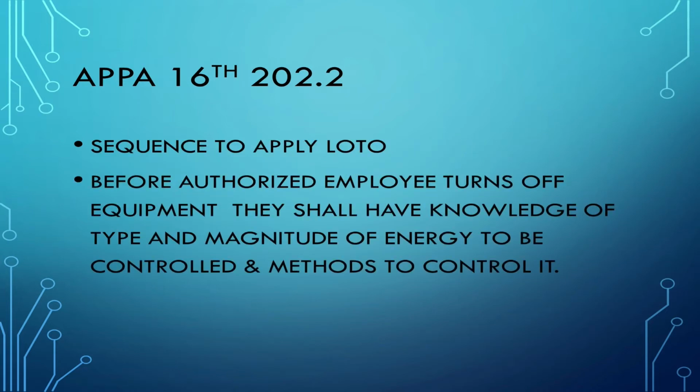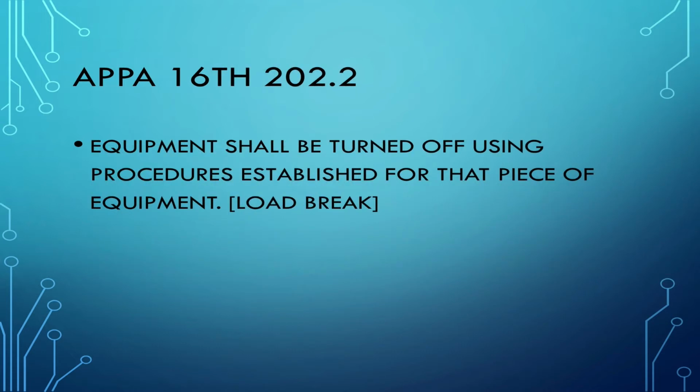The sequence to apply lockout tagout is: before an authorized employee turns off equipment, they shall have knowledge of the type and magnitude of energy to be controlled and methods to control it. Is the piece of equipment you're going to be operating capable of doing what you want it to do without injury to others or equipment? Sometimes in our industry we have to go a step further up the line to de-energize a particular device down line that may not be capable of breaking the flow of current. Equipment shall be turned off using procedures established for that equipment.